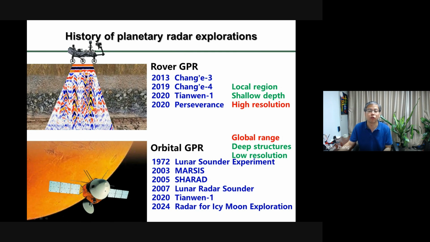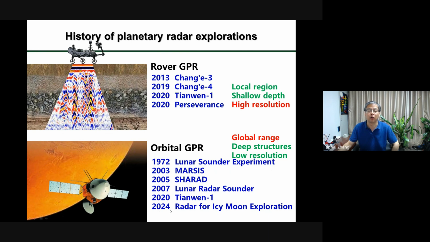So anyway, we have had more orbital GPR missions since 1972. The Apollo Lunar Sounder Experiment was the first orbital radar for a planet. After that, we have MARSIS from ESA, and SHARAD from NASA. These two payloads are still operating, so we can obtain many new data each month or each year. The lunar sounder is from JAXA, from Japan, and Tianwen 1 is from China.